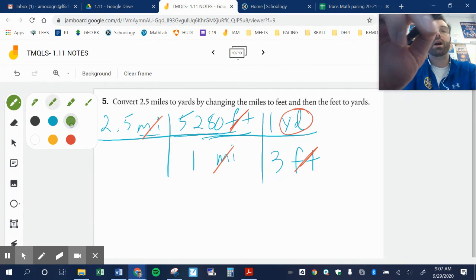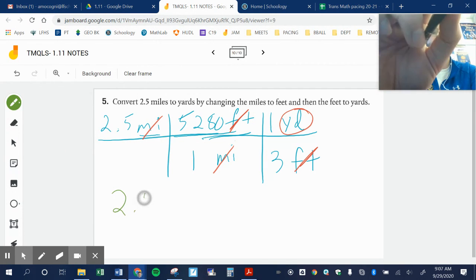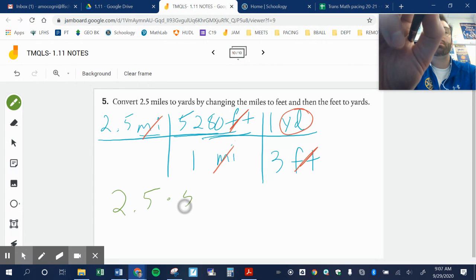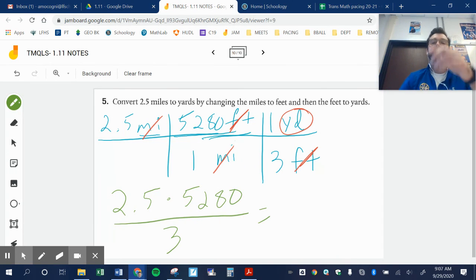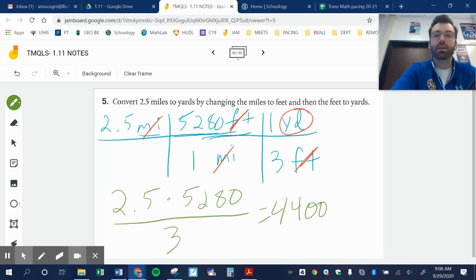Now we want to think about how I am going to multiply. I'm going to take that 2.5 and multiply it by 5,280 and put that over 3. 2.5 times 5,280, enter, divided by 3, enter. I got 4,400 yards.